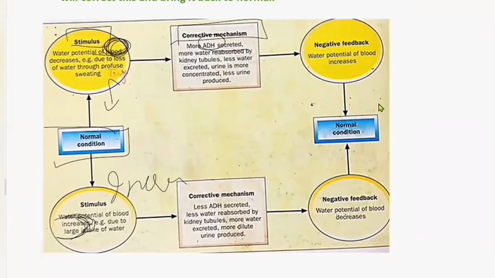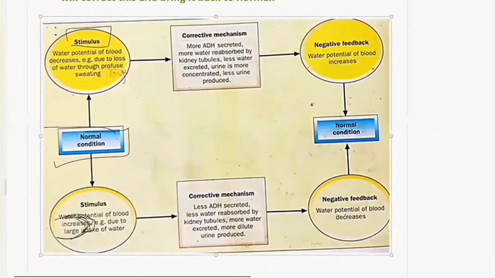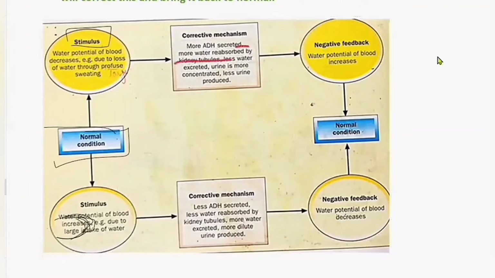So this is antidiuretic hormone, which is secreted by the pituitary gland, and this hormone helps in the reabsorption of water from the kidney. If there is less water in the blood, it means that more water is needed in the blood, right? So more antidiuretic hormone is secreted and more water is reabsorbed into the blood. This release of antidiuretic hormone is basically the corrective mechanism which will increase the concentration of water in the blood, and this is the negative feedback.